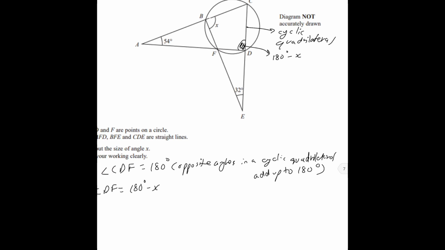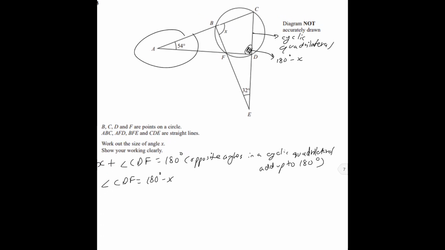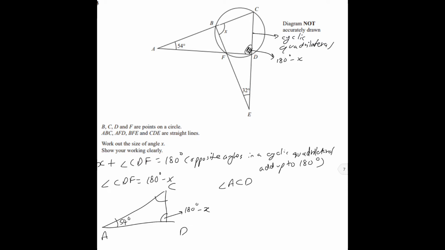Now, what else do you need to know? In order to find this, we have to look at this triangle, because they have given you a value of 54. So we have to involve this triangle as well, C, A, and D. We're given 54 degrees. We're given 180 minus X degrees. We have to find out what angle ACD is. That is this angle here. We have to find out what this angle represents.